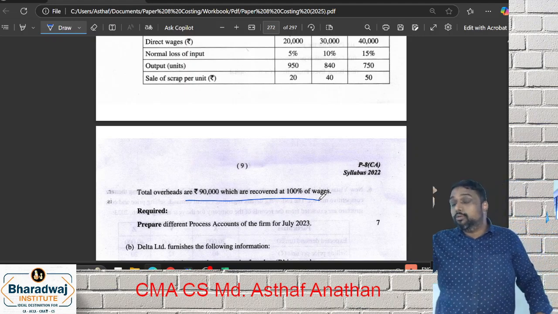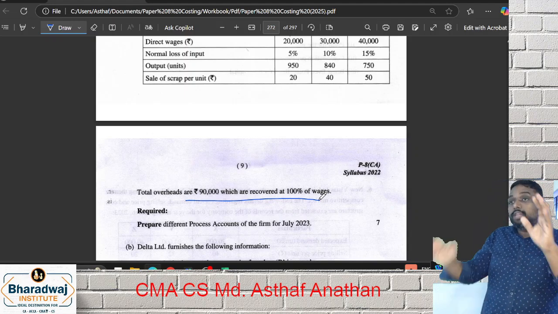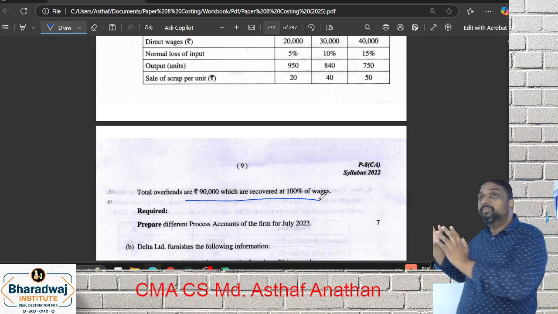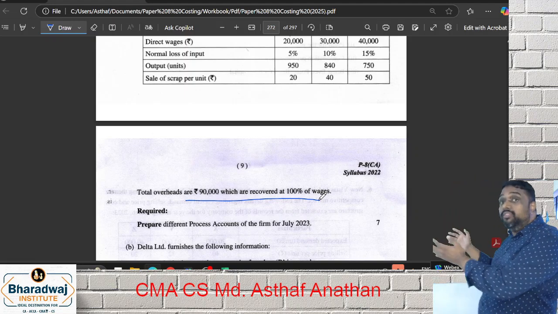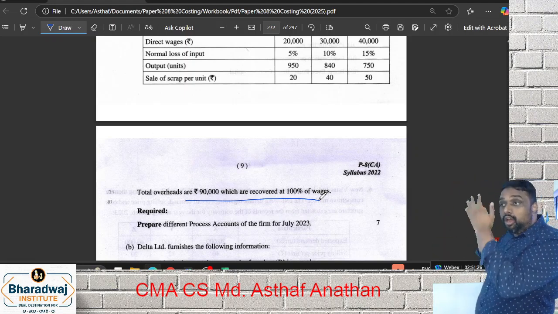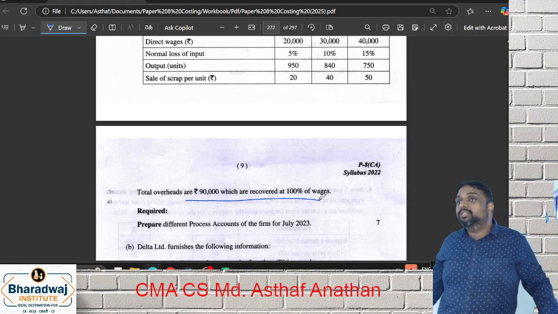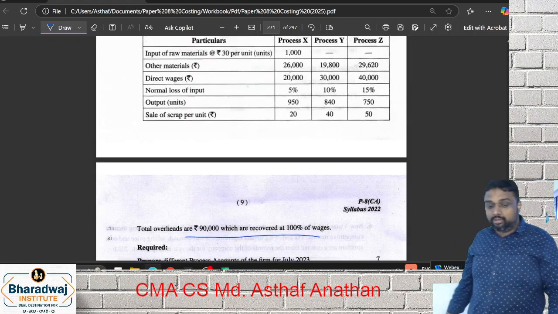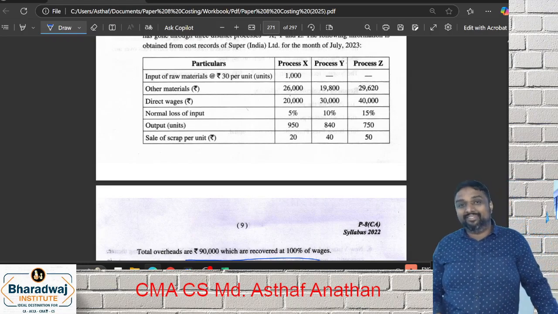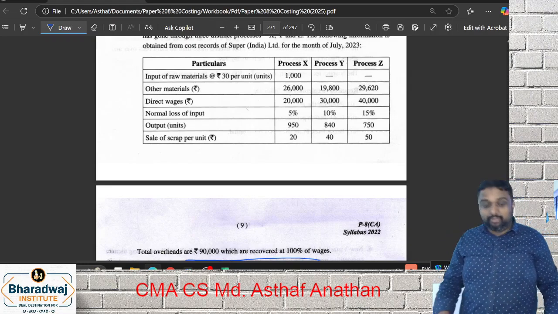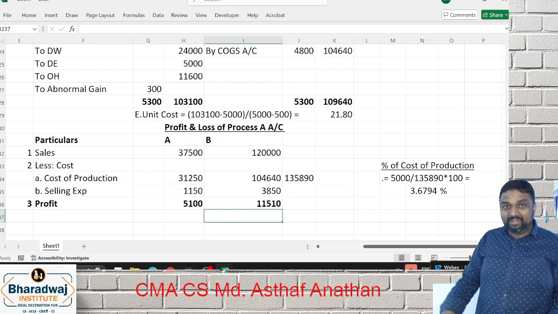That means process account will come in the majority of every exam. Sometimes process account alone, sometimes process account with joint and by-product. You see the last two previous year exams, December 23 or December 24, whichever exam you see, the numbers are very easy. This is the first question. So this four-year betterment, you can just practice. With this we will wind up for the day. Please take your own time and complete this answer. Thank you all of you.